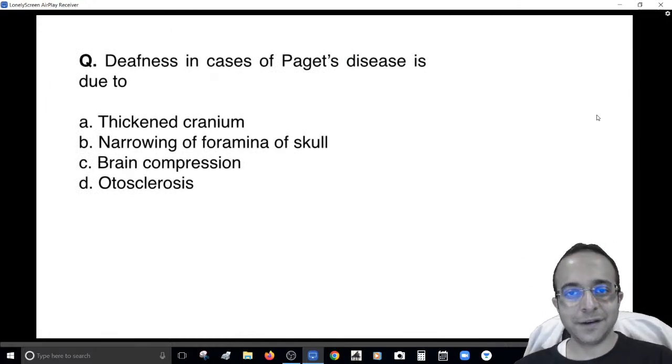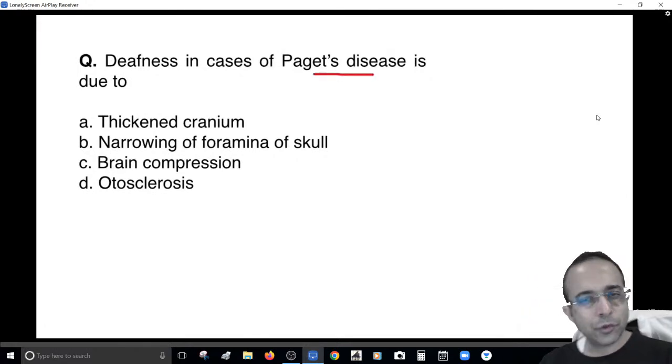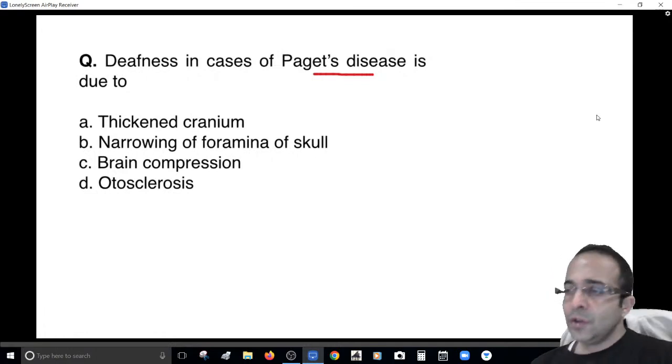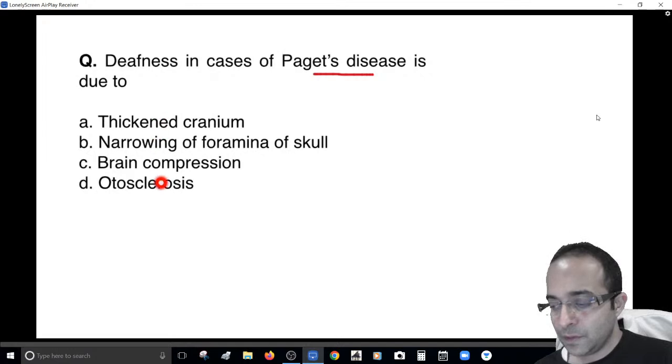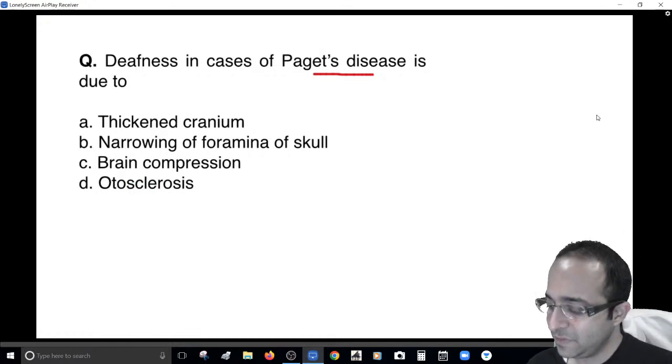So I'll just carry you further and even take you through a little bit of this Paget's disease. I'm sure you would have heard of this Paget's disease, and I'm sure you would have read it at least in ENT, if not in orthopedics. And you must have read about deafness in Paget's disease. So can I have you guys helping me out with this one? If there's deafness in Paget's disease, what do the ENT people say? What is the probable cause? Is it that thickened cranium? Is it the narrowing of the foramen of the skull? Is it brain compression? Is it otosclerosis? Okay, so please just let me know a little on your opinion from ENT side as well.